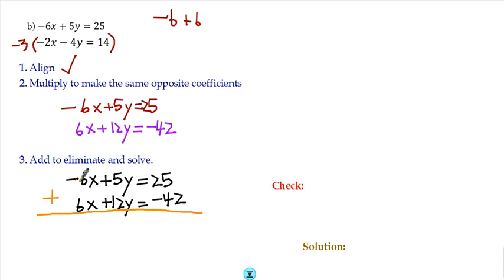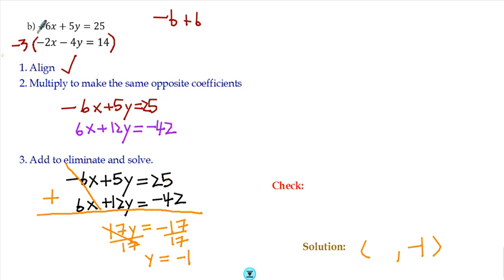If I add, negative 6x plus 6x is 0, so I eliminate it. 5y plus 12y is 17y, equals 25 plus negative 42, which is negative 17. Then if I divide both sides by 17, it cancels out, and I have y equal to negative 1. So I have half of my answer, and the y value is negative 1.